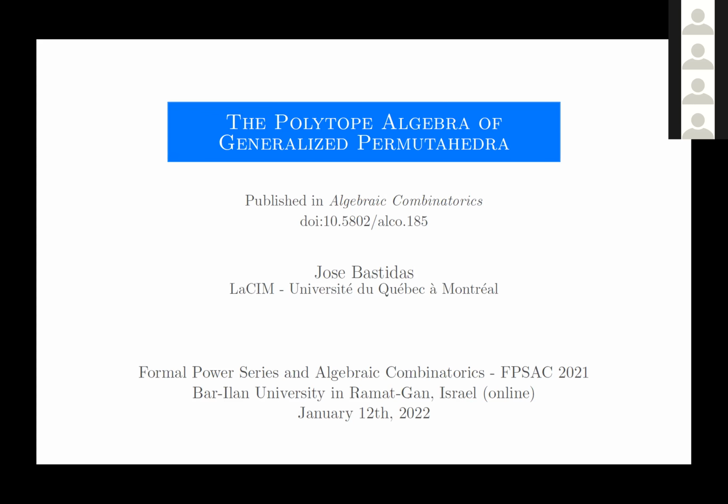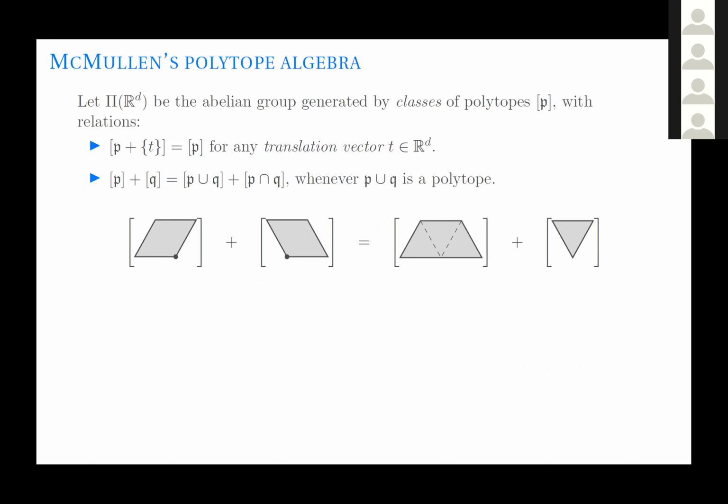So let me dive right away with the definition of the polytope algebra as defined by McMullen, because I feel that maybe this is not something that is as well known as it deserves to be. We're going to start with an abelian group that is generated by classes of polytopes that I'm denoting with this bracket. So we have classes for every polytope in R^d. And these classes satisfy two relations. The first one is a translation invariance relation. So I'm considering polytopes up to translation.